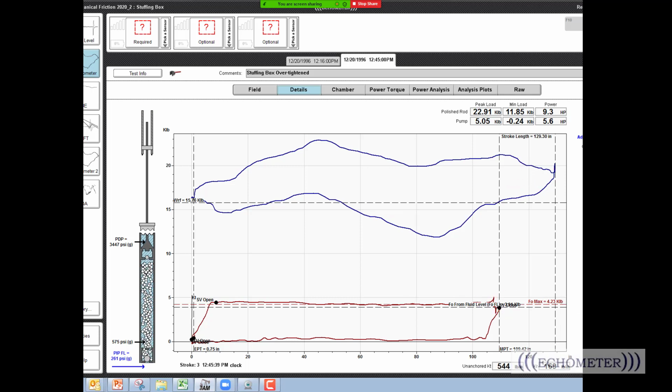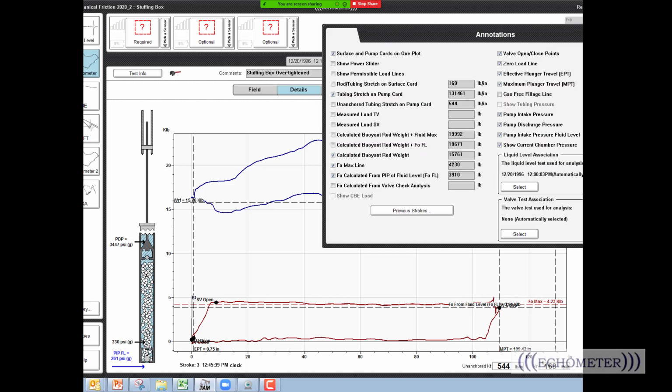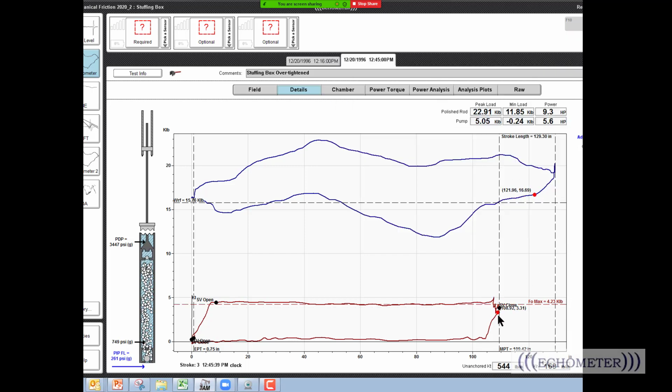Now I'm going to go into annotations and remove this annotation called FO from the fluid level. I'm going to click on annotations, and there's the load line calculated from the fluid level, 3,910 pounds. I'm going to remove that and then say OK. What I want you to notice here is this little transition isn't done quite perfectly, because it has to do with how we remove this mechanical friction force.